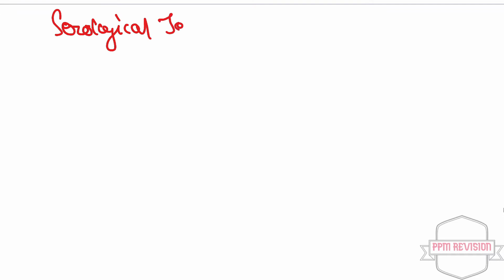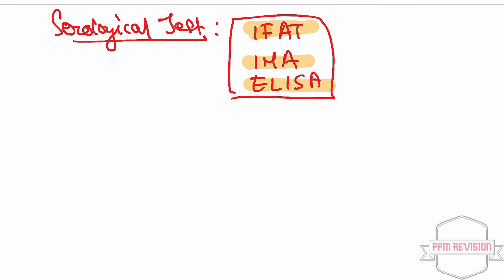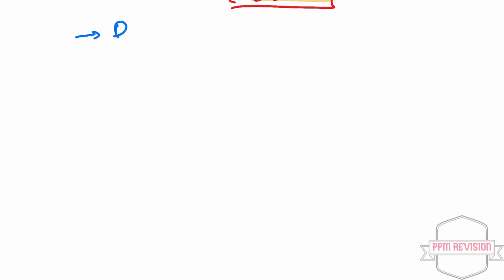Next, we can include the serological tests. So here there is the indirect immunofluorescent test, indirect hemagglutination assay, and enzyme linked immunosorbent assay. Next, we can also do it by checking the DNA probes. And next, we can have the PCR.